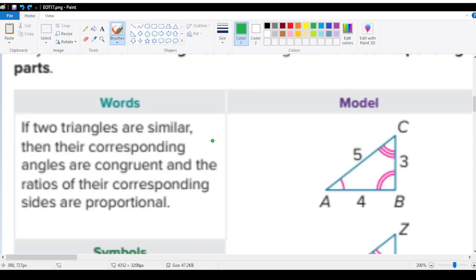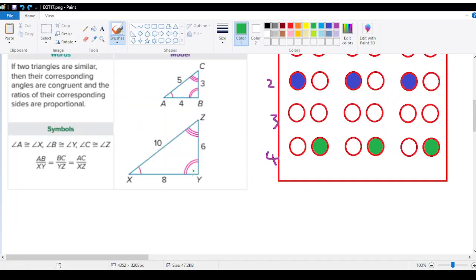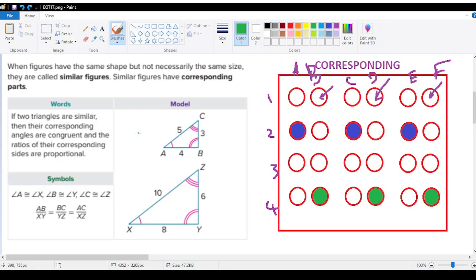Look, here you have one dash, and here you have one dash as well. That means that they look alike, and they are similar to, or corresponding to, each other. Now here two dashes, and there two dashes. Here three dashes and here three dashes. So these parts are corresponding.